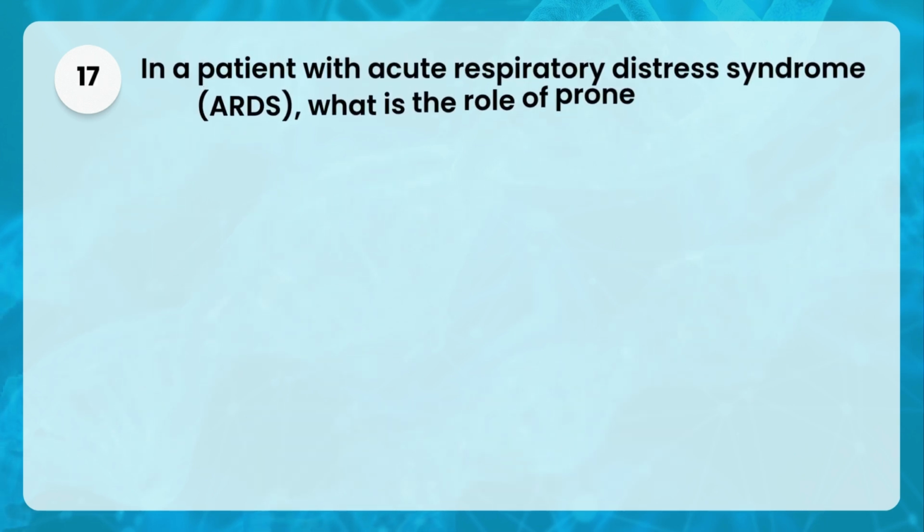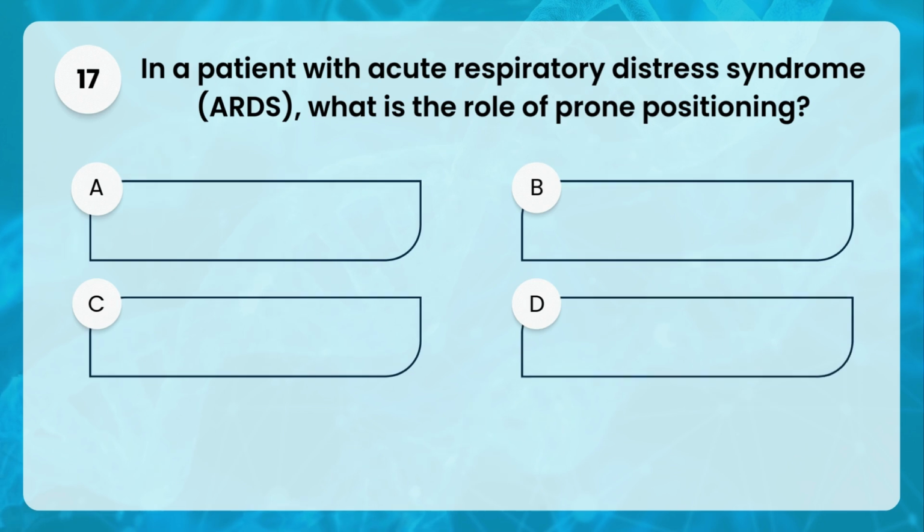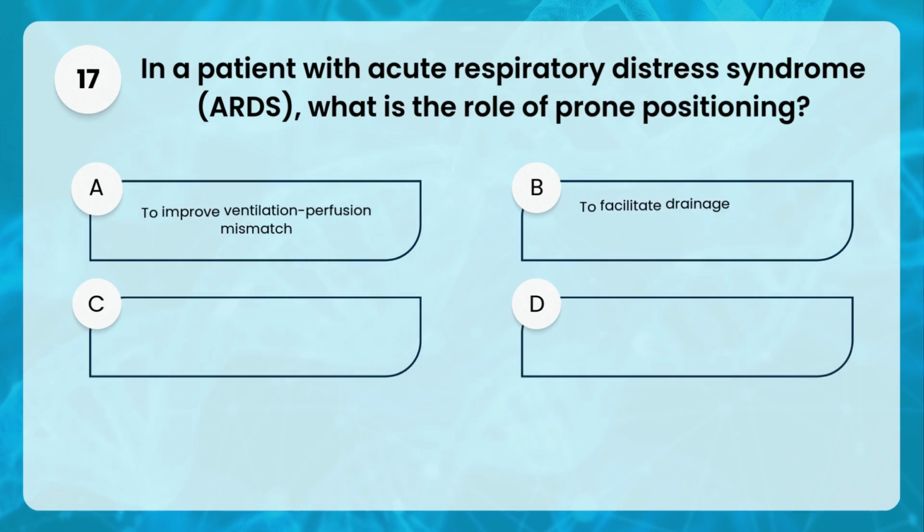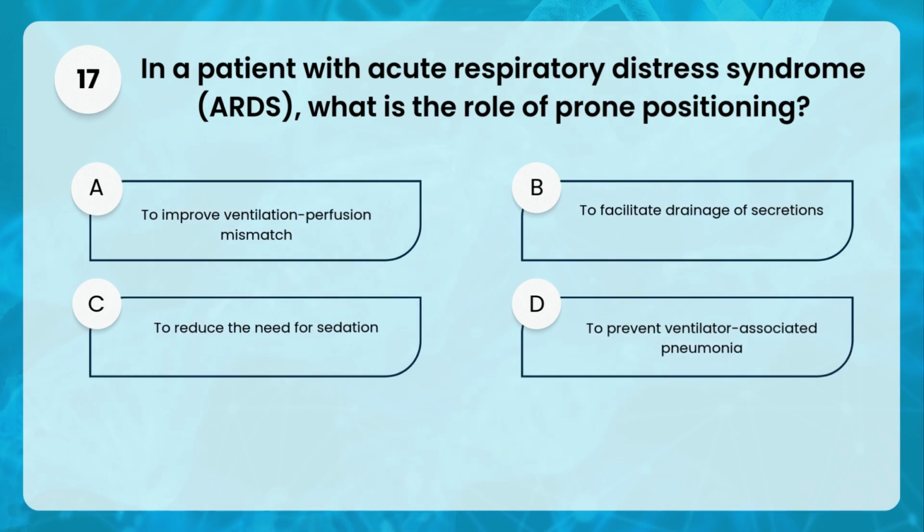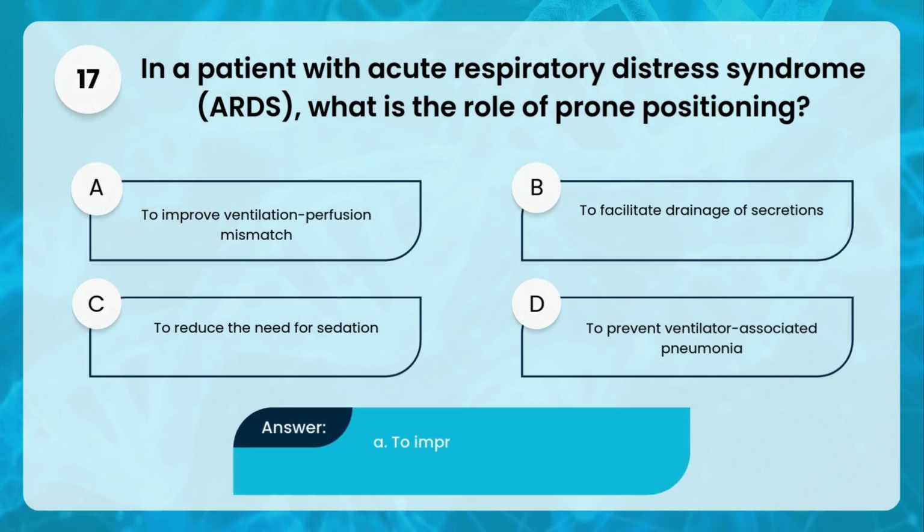Number 17. In a patient with acute respiratory distress syndrome, ARDS, what is the role of prone positioning? A. To improve ventilation-perfusion mismatch. B. To facilitate drainage of secretions. C. To reduce the need for sedation. Or D. To prevent ventilator-associated pneumonia. The answer is A. To improve ventilation-perfusion mismatch.